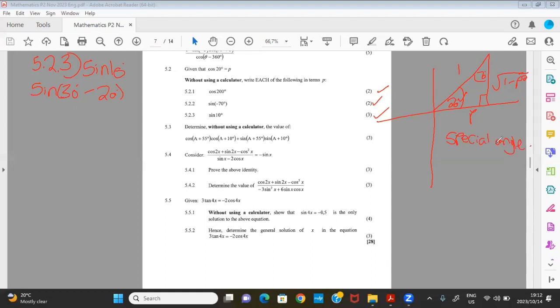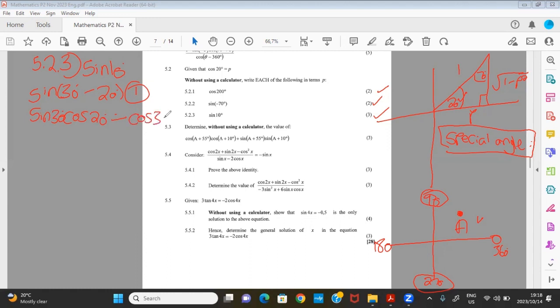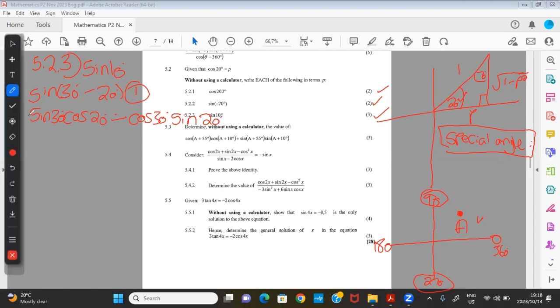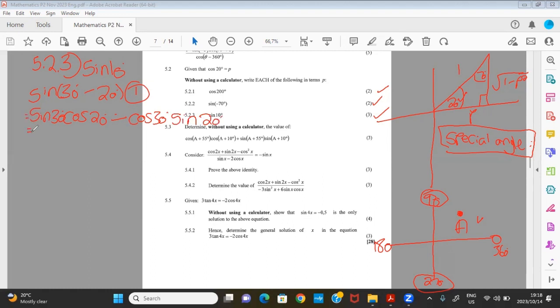Are we all on the same boat? This is a compound angle. So to expand it, we are going to have sine 30 cos 20 minus cos 30 sine 20. Do we see that? Yeah, we all see that.